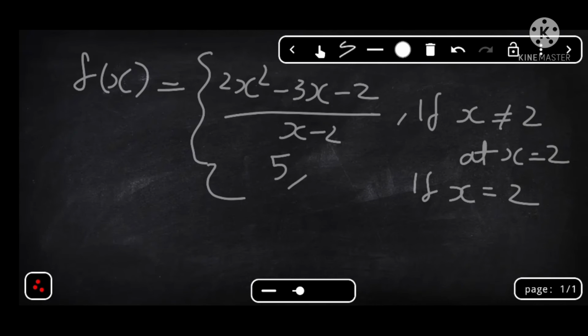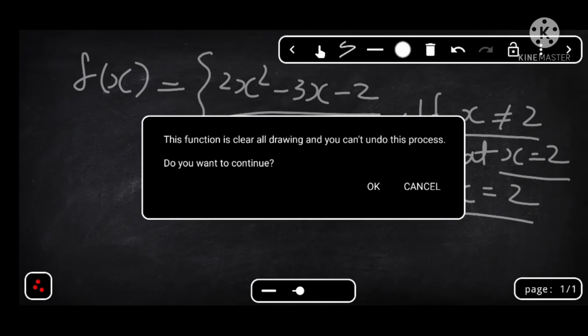So this is our next problem. We have a function f of x equals (2x² − 3x − 2) divided by (x − 2) if x is not equal to 2, and 5 if x equals 2. We have to see whether f of x is continuous at x equals 2. So let's start.